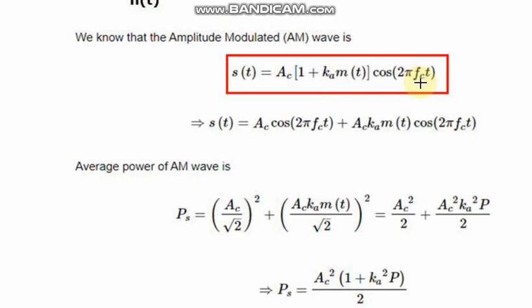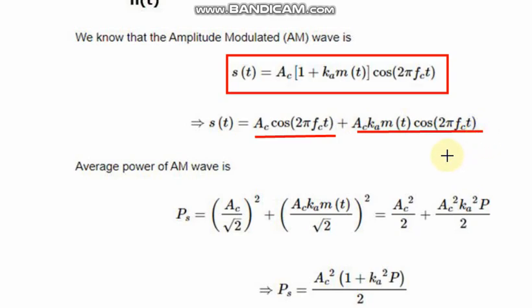In amplitude modulated wave, the signal is modified only in the magnitude term. The magnitude of carrier signal is modified correspondingly with the message signal magnitude. Okay, so here Ac (1 plus Ka m(t)), and the frequency of modulated signal is same as the carrier frequency fc. If you open the brackets of this standard formula, you will have two terms, Ac cos 2 pi fc t, and the other term is Ac Ka m(t) cos 2 pi fc t.